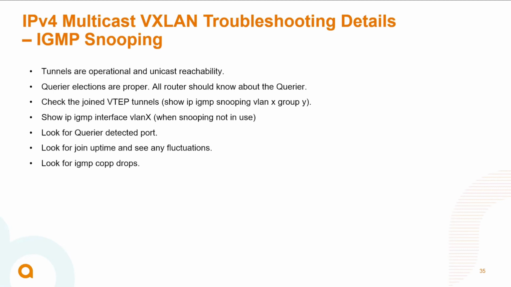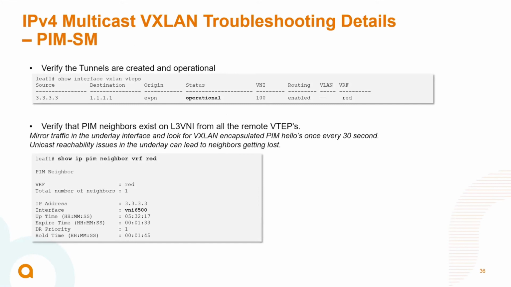Now let's move to the PIM SM troubleshooting. Here we have to see that the interface is operational: show interface vxlan vtep. This needs to be operational, and typically you will have more than one VTEP. Ensure all interfaces are operational, and verify that the PIM neighbor exists. On each L3 VNI interface, you will learn all the neighbors, so VTEP 1 will learn VTEP 2 and 3. Show ip pim neighbor on the tenant VRF, you will see the neighbors.